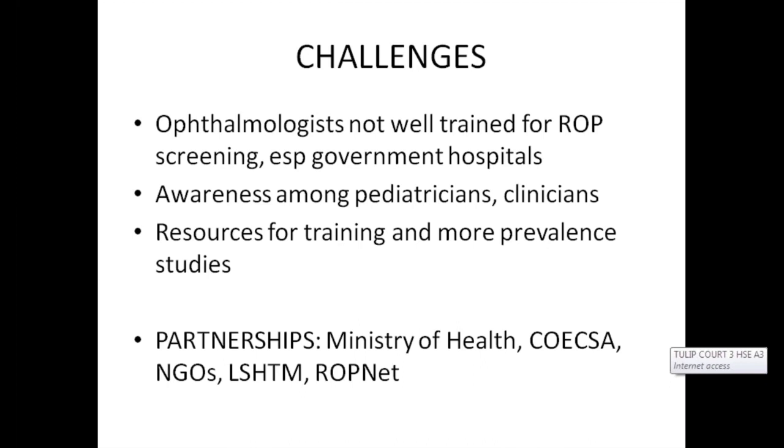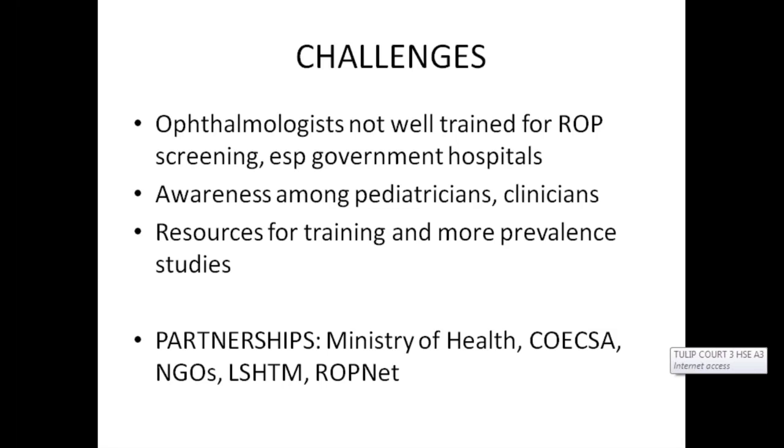We also had a problem with awareness among pediatricians and other clinicians about RoP or RoP screening. This included medical officers and interns working in neonatal units who are basically the doctors on the ground taking care of these babies. Another challenge that we have had, which is a global problem, is basically resources for training, for prevalence studies, and for equipment and infrastructural support for government hospitals, especially for RoP.